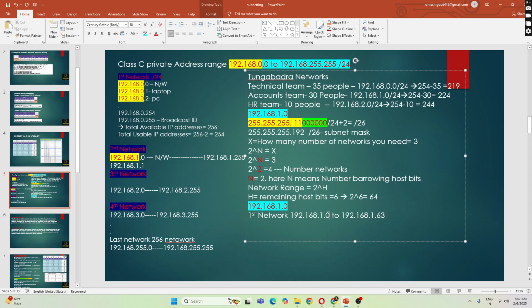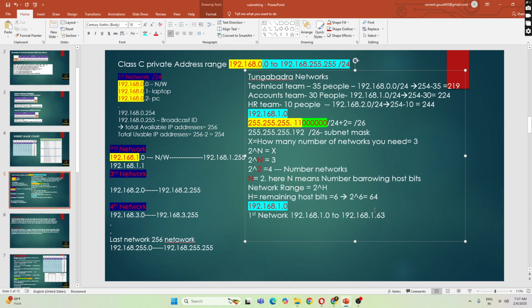Because you need to count 0 also, right? 0 to 63, how much? 64. So this is a range. Simple. If you want to calculate the range, what is the value here? 192. What is the total value? 256, because 0 to 255 means 256. Do 256 minus 192, you will get 64.